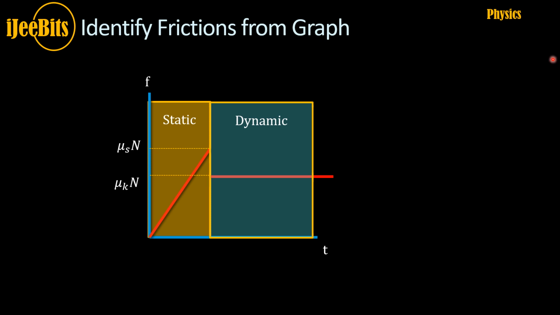Identify frictions from graph. When plotting friction force versus time for static and kinetic friction, the graph would look like this. Static friction: initially, the graph starts at zero friction force, indicating that the object is at rest and experiencing static friction, which is holding it in place. When an external force is applied, the friction force gradually increases with applied force until it reaches the maximum static friction force. Once the applied force exceeds the maximum static friction force, the object starts moving and the static friction is overcome. At this point, the friction force drops suddenly to the lower kinetic friction value. The graph then shows a relatively constant friction force corresponding to kinetic friction as long as the object continues to move at constant velocity.